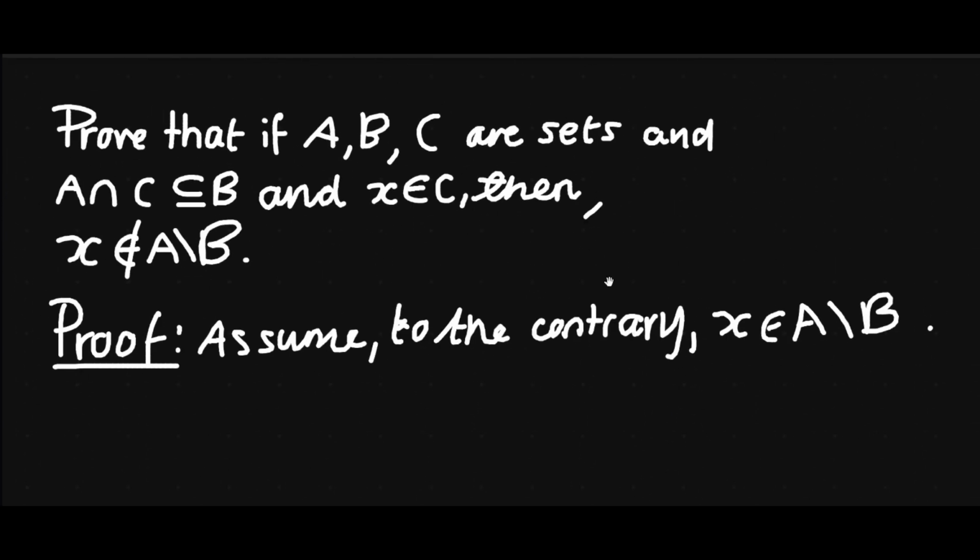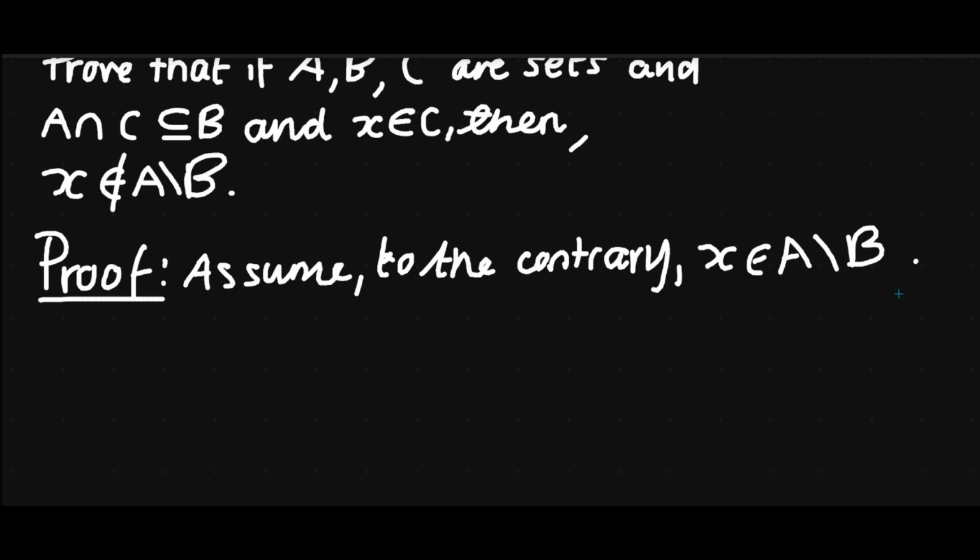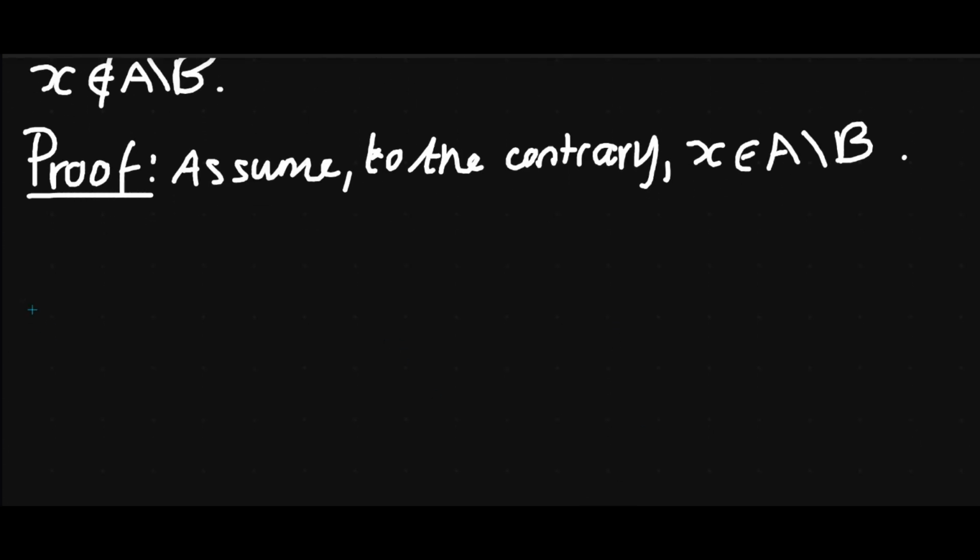And we want to show that if A, B and C are sets, and A intersect C is a subset of B, and X is an element of C, then X is not an element of A minus B. So we have X is in A minus B. What does this mean? Well, this means that X is in A and X is not in B.